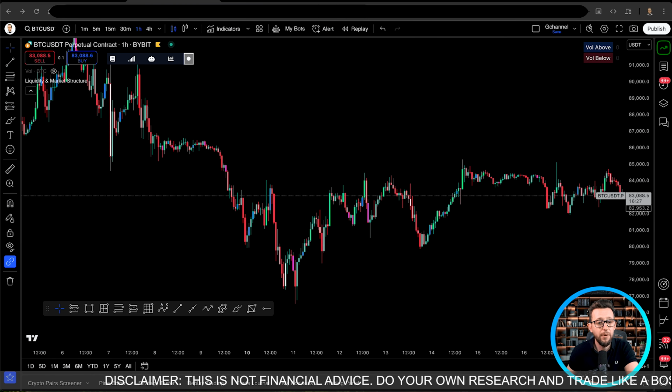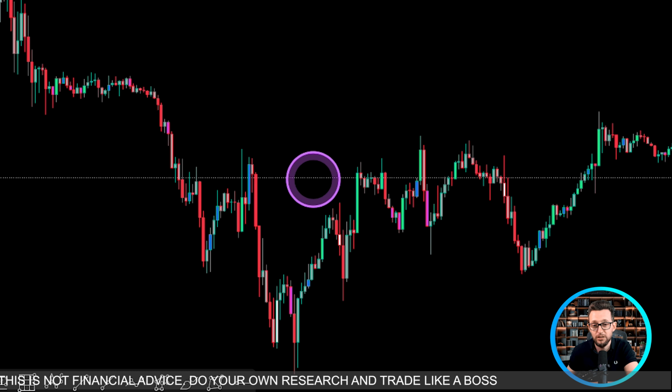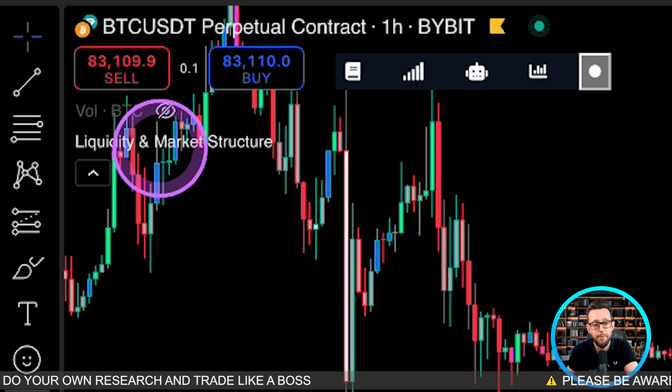Okay, here we are on my computer. As you can see, it is pretty much a bar chart. We have a couple of extra colors here, and I have an indicator that I've called liquidity and market structure.